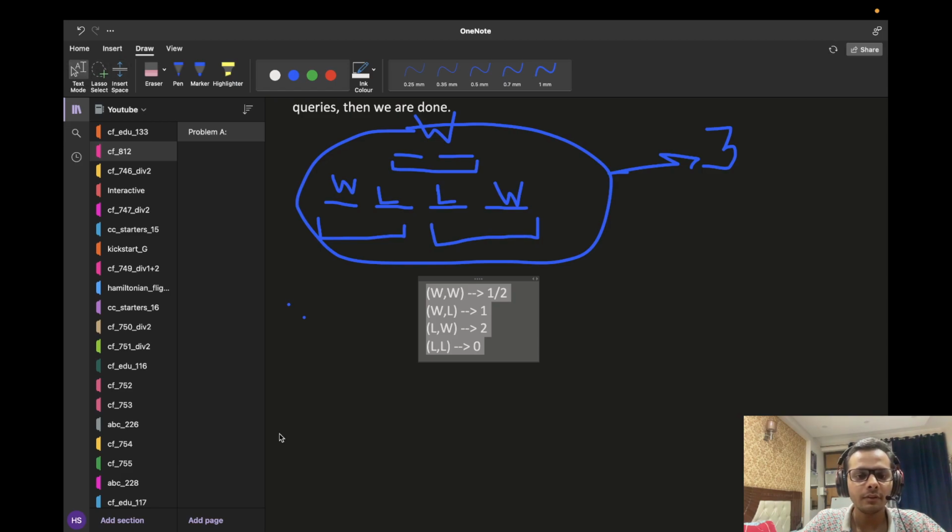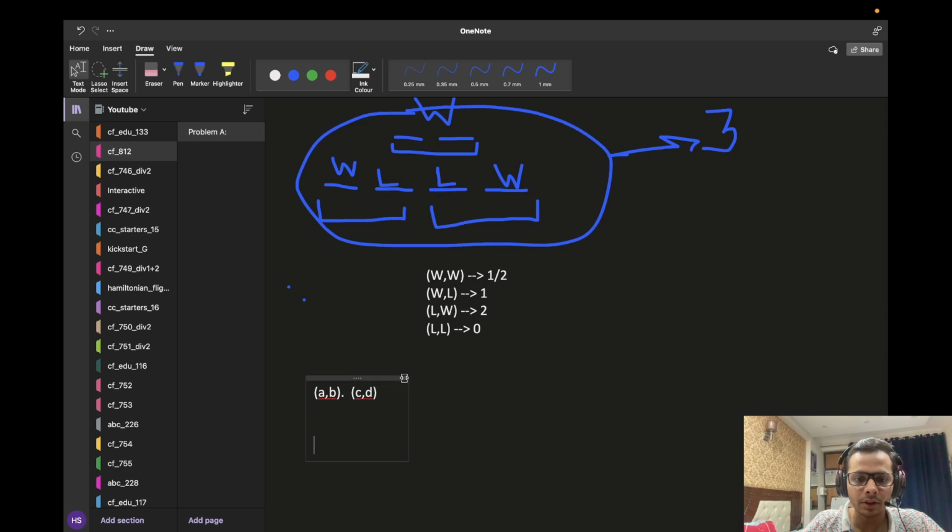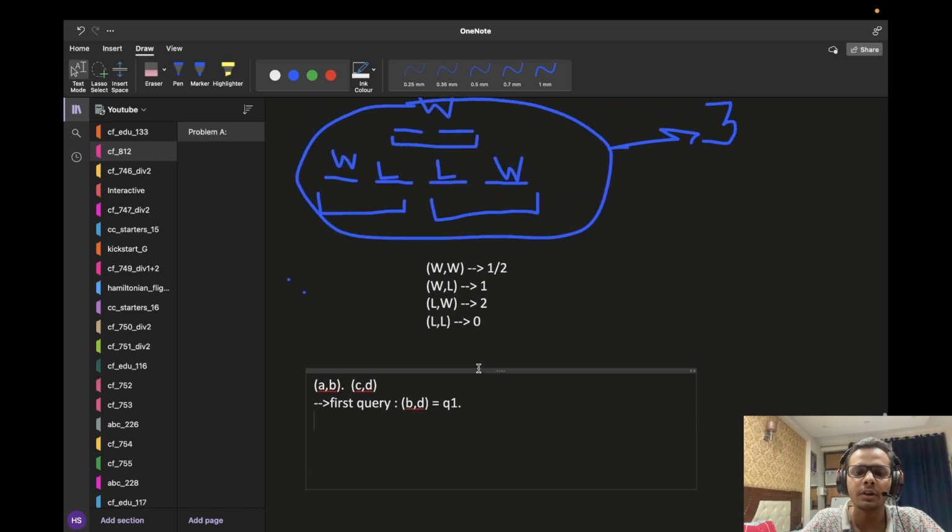Cool. So let's say we name these 4 people. The first group that we have is AB and the second group is CD. Now we'll do 2 queries, remember. So in the first query, let's say we match between B and D. We send B and D to the judge, and the judge will tell us whether B has won more matches, or D has won more matches, or both of them have won the same number of matches. So let's say the answer to this query is Q1.